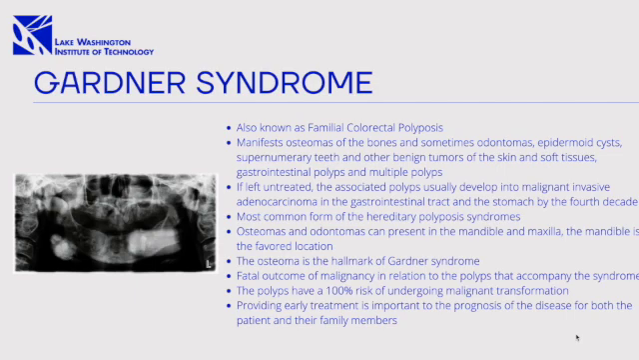If left untreated, the associated polyps usually develop into malignant invasive adenocarcinoma in the gastrointestinal tract and the stomach by the 4th decade of life. Gardner syndrome is the most common form of the hereditary polyposis syndromes. Although osteomas and odontomas can present in the mandible and maxilla, the mandible is the favored location. The facial bones develop osteomas, leading to facial asymmetry. Clinicians should be aware that the osteoma is the hallmark of Gardner syndrome.